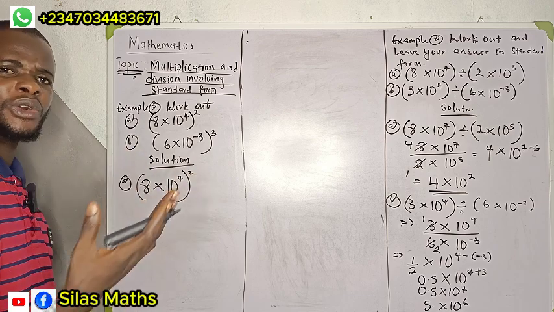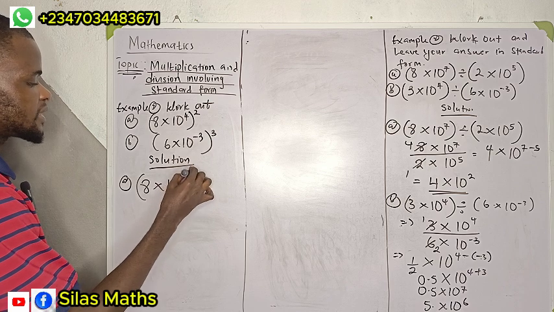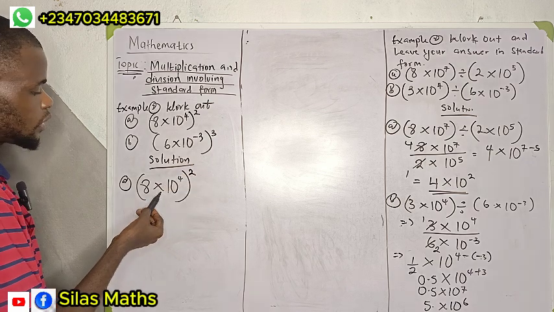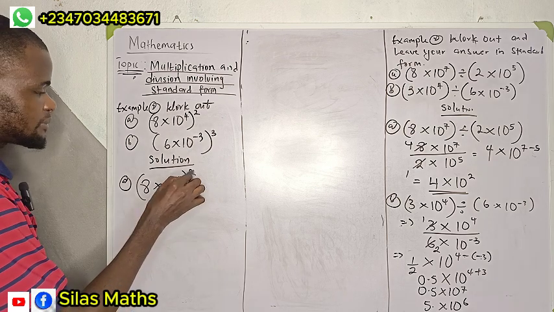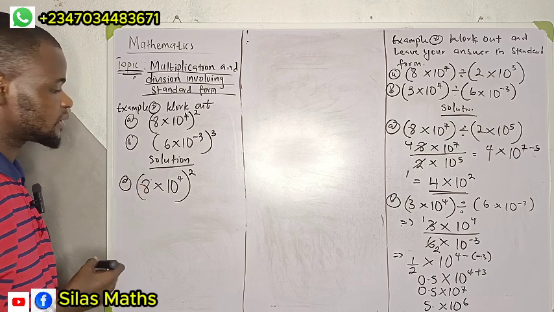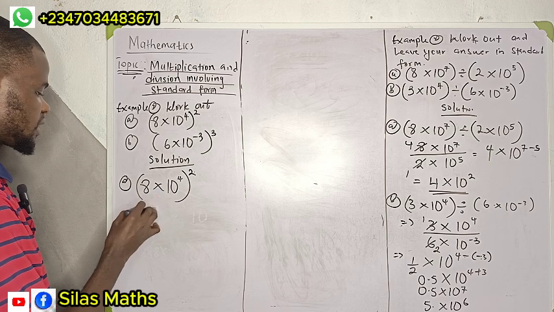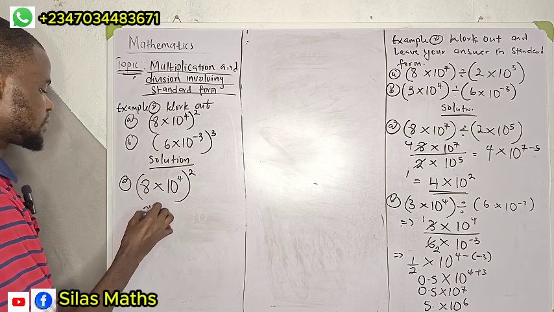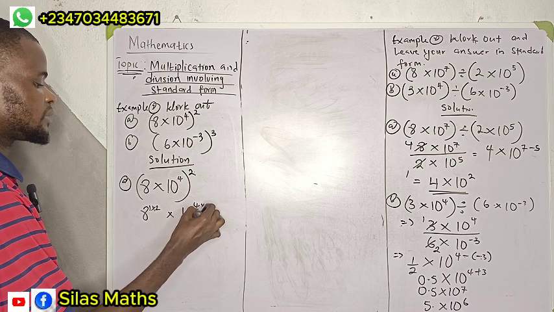2. You remember your power law in indices? That power law states that whenever we have this kind of expression of two numbers multiplying, or variables multiplying, this power will multiply the power of the first number and as well multiply the power of the second number. All right, so this is it. So to solve this, we are going to have 8 raised to the power 1 times 2 times 10 raised to the power of 4 times 2.